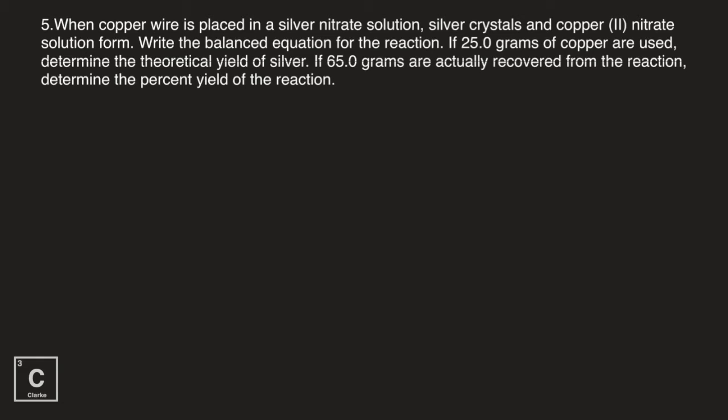This, again, is just a stoichiometry problem because we only have 1 given. This is our actual yield. We won't use that until the end. First, we have to write and balance this chemical reaction. So copper wire is in a silver nitrate solution. Remember, silver is a 1, nitrate's a 1.